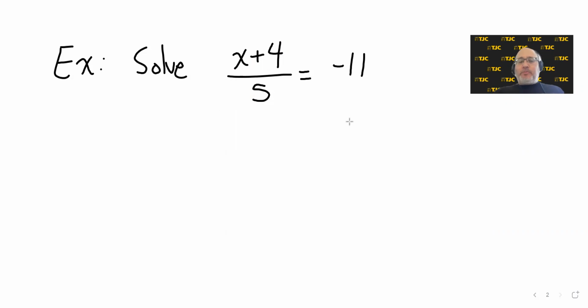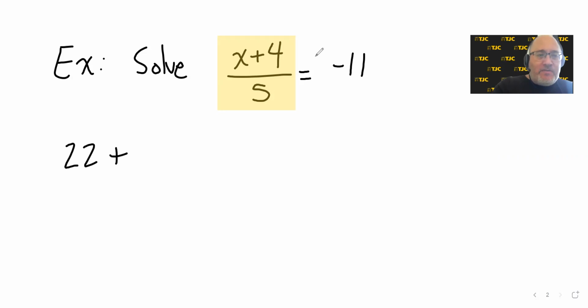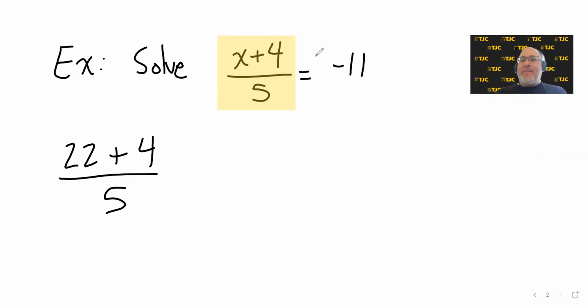But the question is, which one do we do first, the times 5 or the minus 4? You can answer that by asking yourself, what would happen if I took this expression, the entire thing, the x plus 4 over 5, and I actually stuck a number in for the x and worked it out? Well, if I did that, let's just pick a random number. Let's say you put in 22. If I put 22 in for the x, what do we do first? Do we do the plus 4 or the divided by 5?